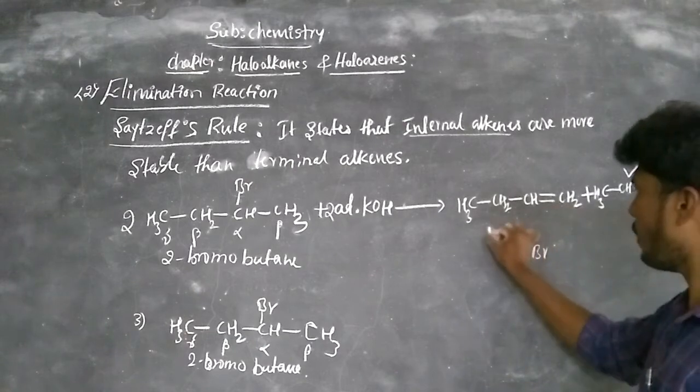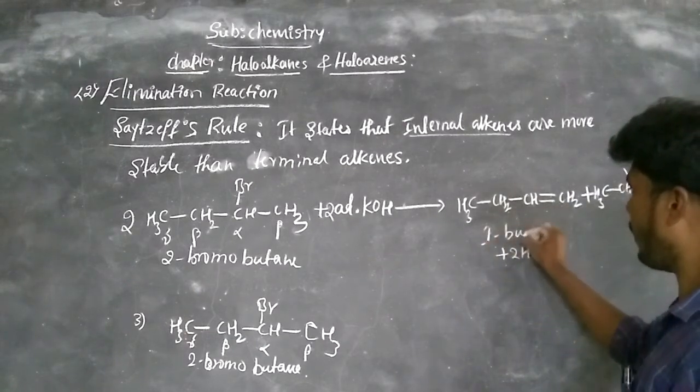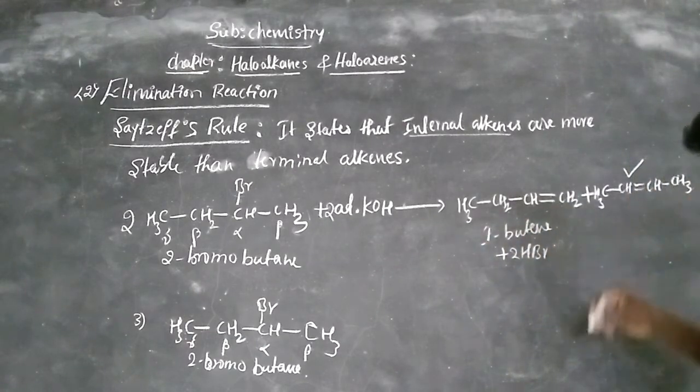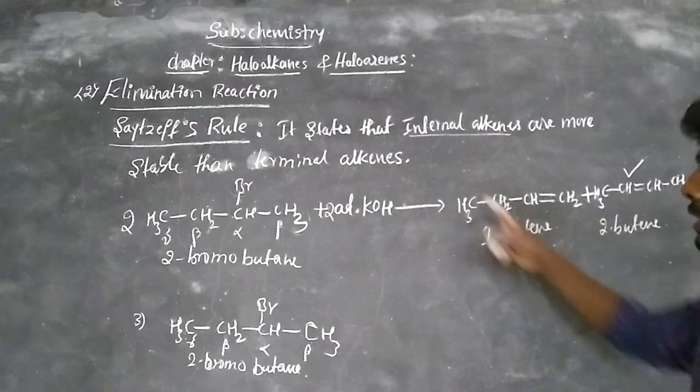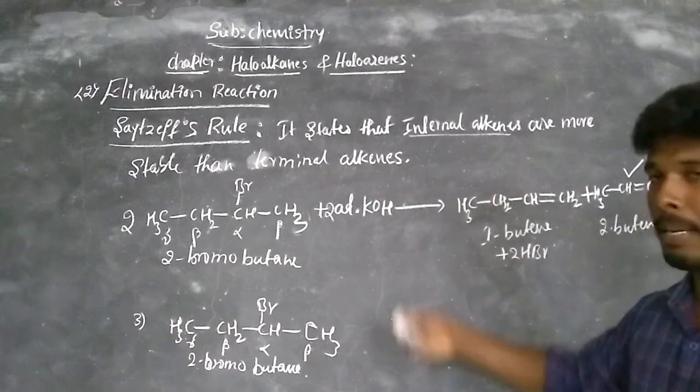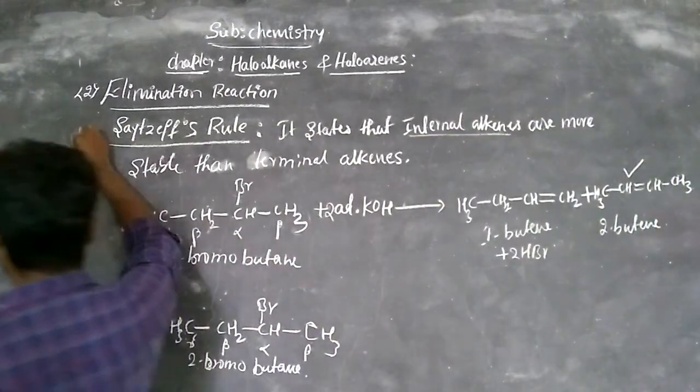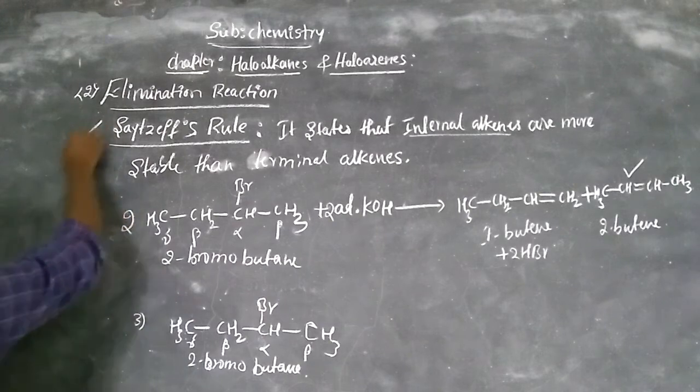Its name is 1-butene, or simply butene, and that is 2-butene. So why is it stable? Because it forms geometrical isomers, but 1-butene doesn't show geometrical isomerism. So 2-butene is more stable than 1-butene, according to Saytzeff's rule. This is an example of Saytzeff's rule, important for the examination for 2 marks.